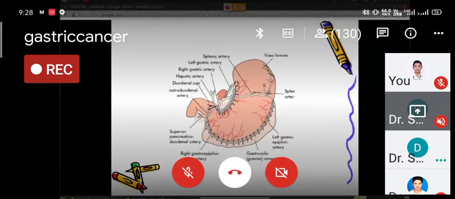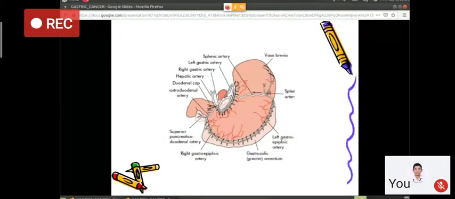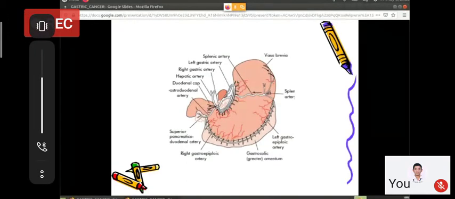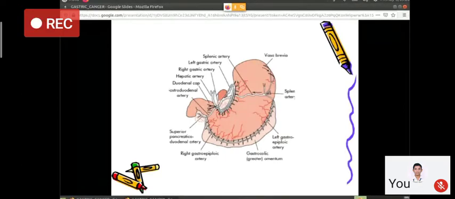This slide we have already seen. I think this is very clear. This tells about the anatomy. Whenever we talk of any surgical thing, the basic thing is to know about the anatomy. And the stomach has an extensive blood supply.